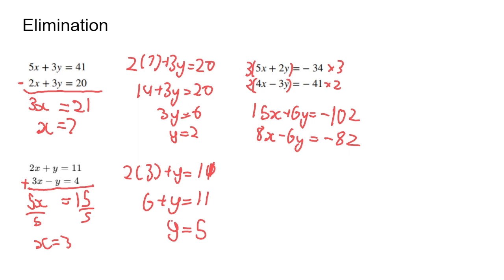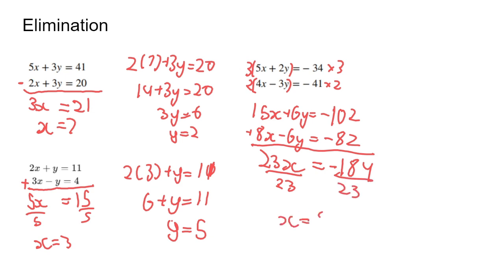And then since they're different signs, this is plus, this is minus, we add them together. 15 plus 8 is just 23x. These two cancel each other out, and then we get negative 184. So we divide both sides by 23, and if you use your calculator, you will get that x equals 8. And now we know x equals 8, we can just put this in here.